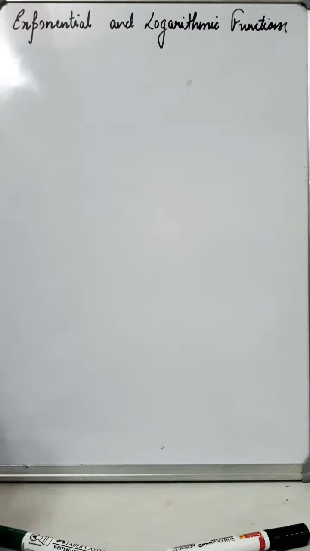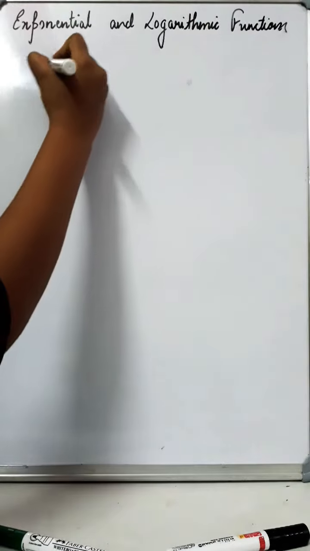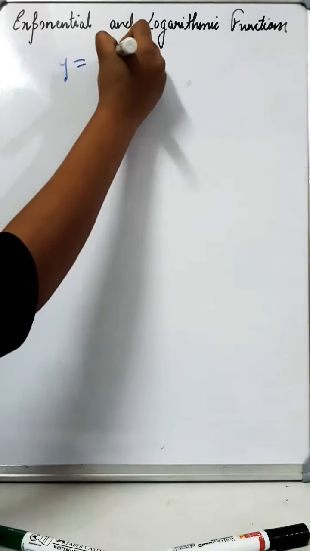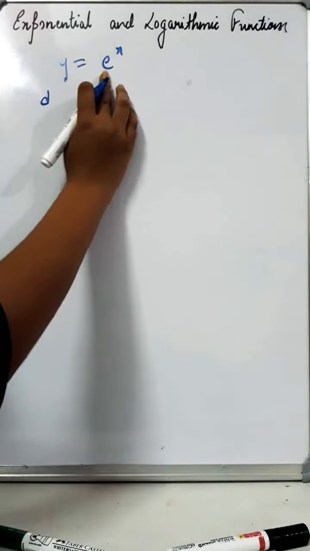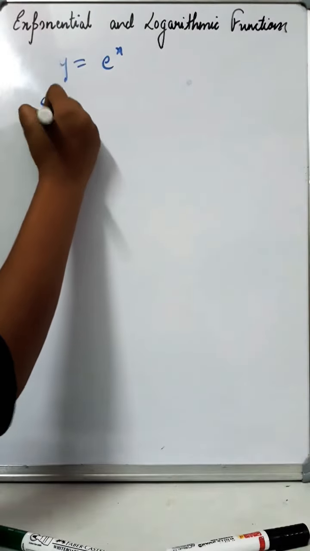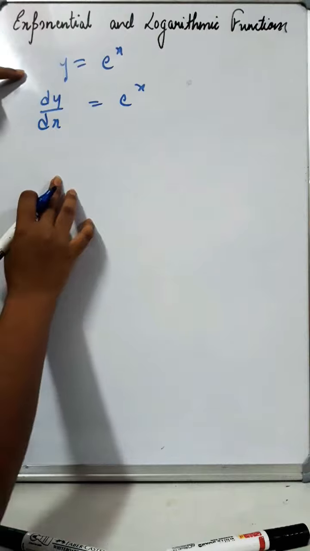Now comes the differentiation of exponential function and logarithmic function. So y is equal to e to the power x. If you have to differentiate this, the differentiation remains the same. dy by dx will also be e to the power x. You know this.